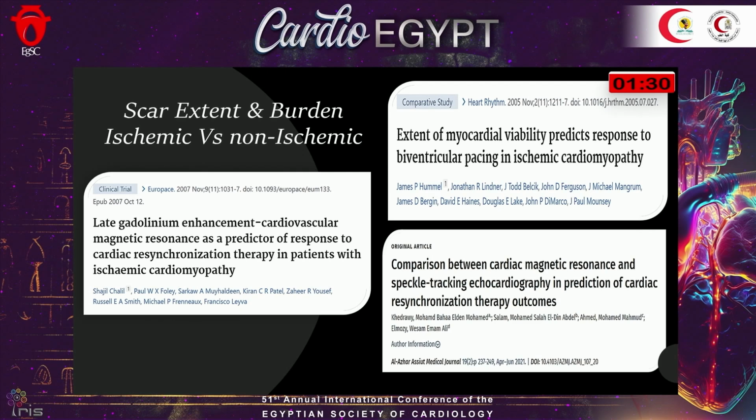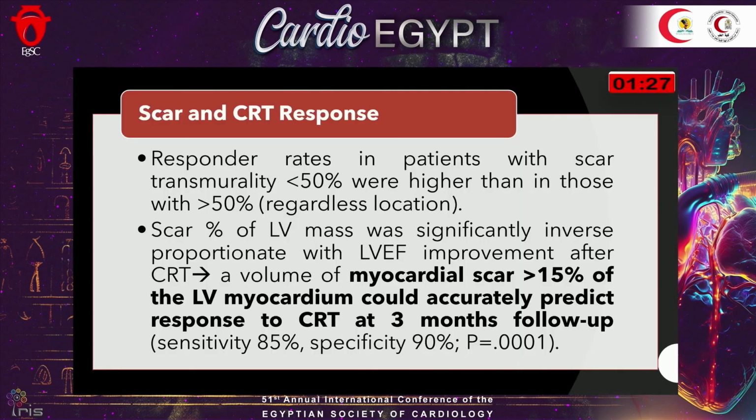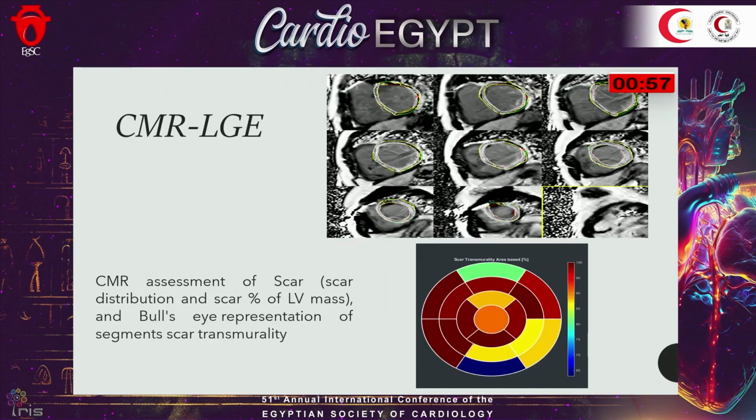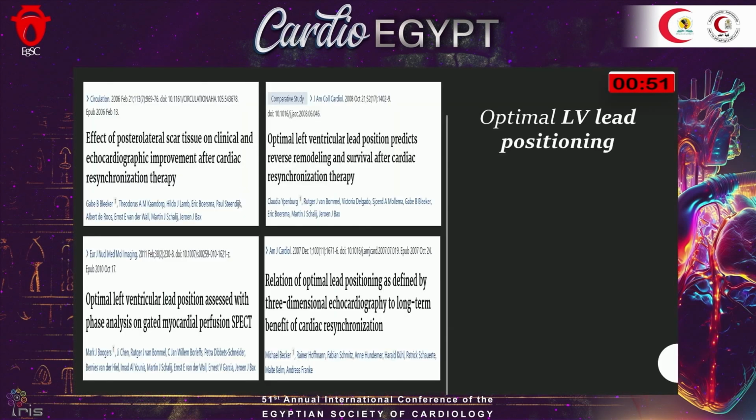Scar extent and burden, and ischemic versus non-ischemic. Multiple studies show that an increase of scar volume indicates poor responders to CRT. Also transmurality: whatever the segment affected, transmural scar predicts poor responders to CRT. Also ischemia. Ischemic heart disease is significantly prevalent in non-responders. Assessment of scar is by CMR late gadolinium enhancement and SPECT imaging.